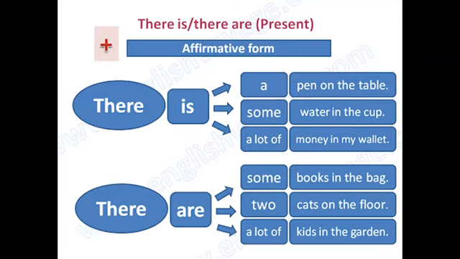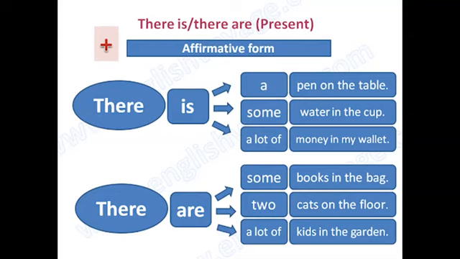Let's start with there is and there are in the affirmative. To say that something exists somewhere, we usually use there is with singular nouns. For example, there is a pen on the table. Remember to use contractions to say it more naturally. And we use there are with plural nouns. For example, there are some books in the bag.